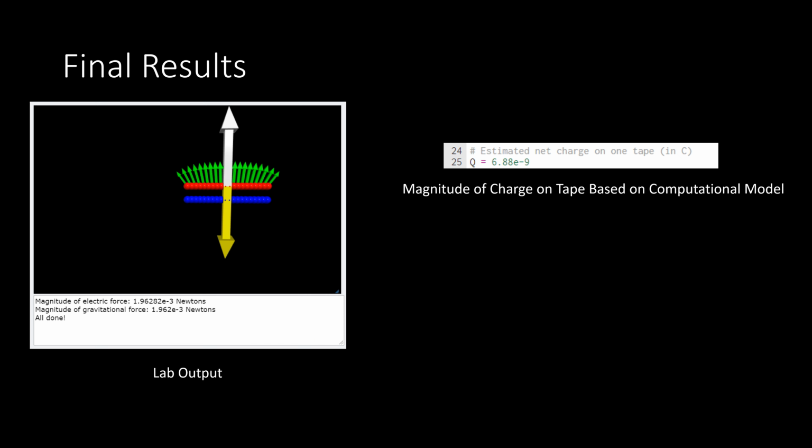Going back to the original lab output, I determined the value of 6.88 times 10 to the negative 9th coulombs by changing the value of Q until I observed that the magnitude of electric force was equal to the magnitude of the gravitational force.